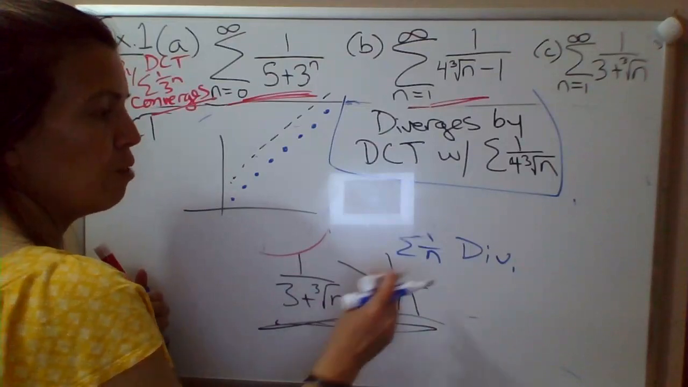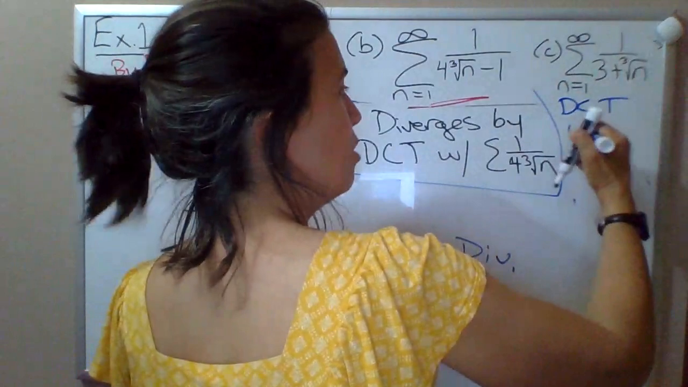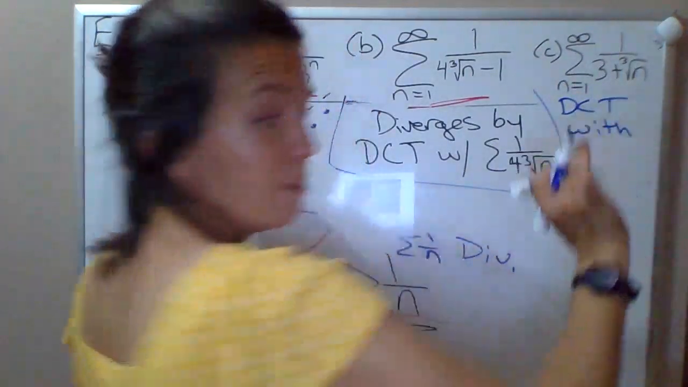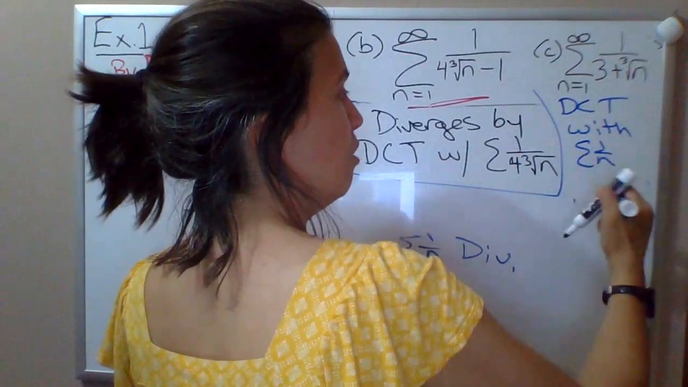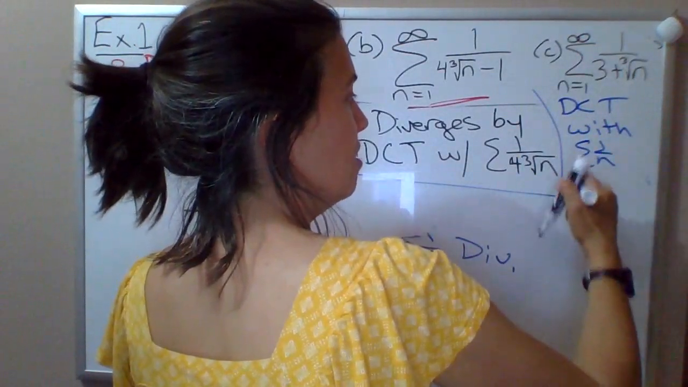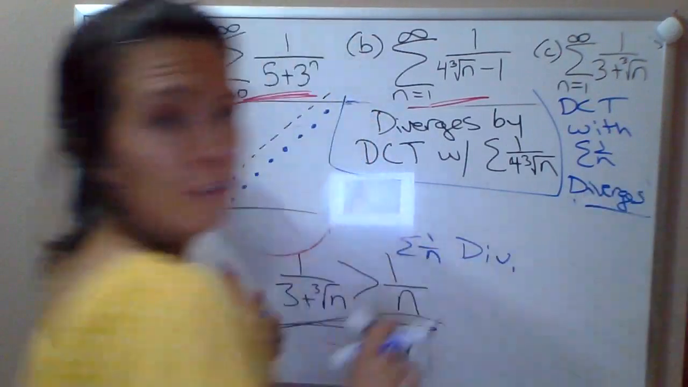If we compare with 1 over n, so if we do DCT, that's why it's critical that you tell me what you're comparing to, because in some cases it works, some cases it doesn't. So direct comparison test with 1 over n, that does tell us for sure that this series diverges.